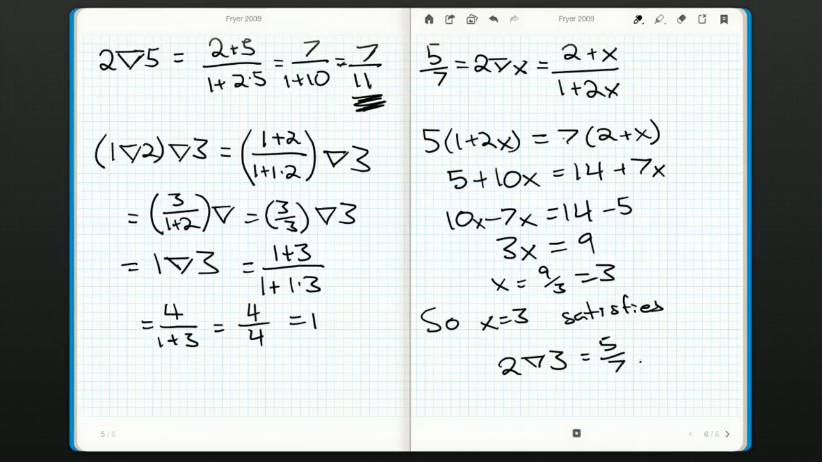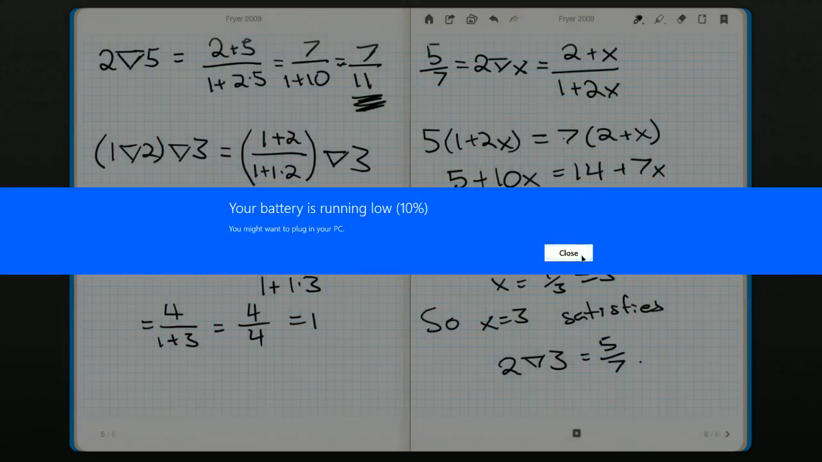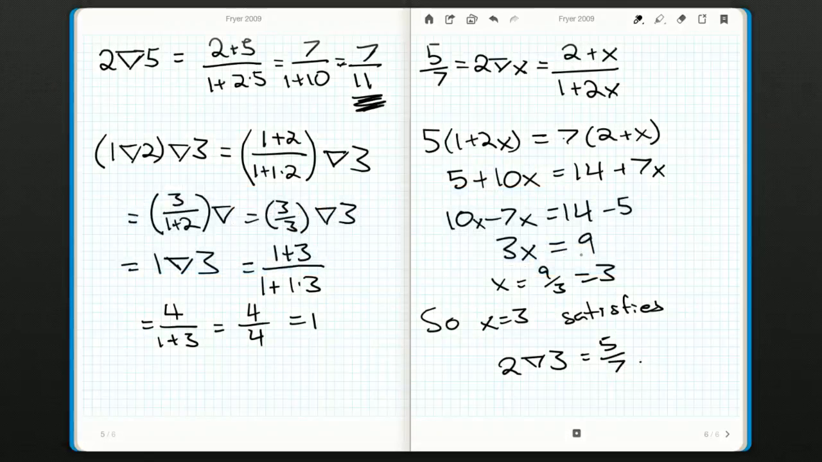So 2 triangle 3 gives us 5 over 7. Okay, so let's take a look at the next part.